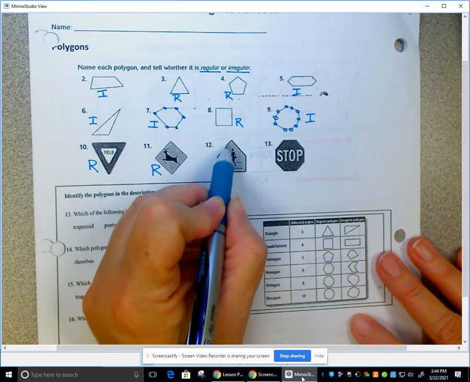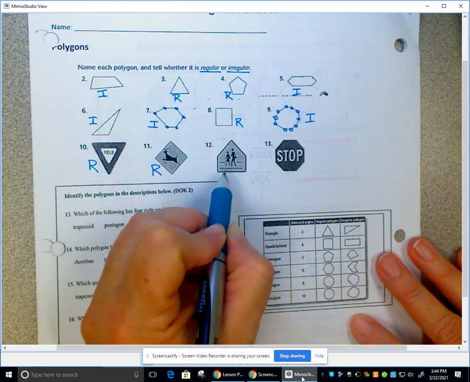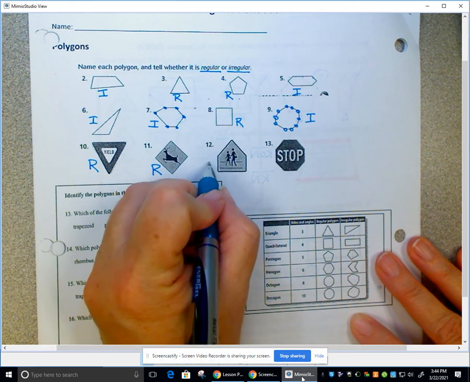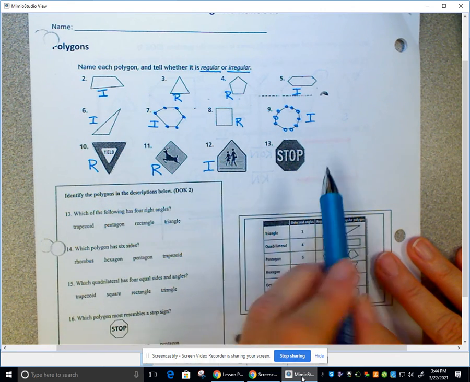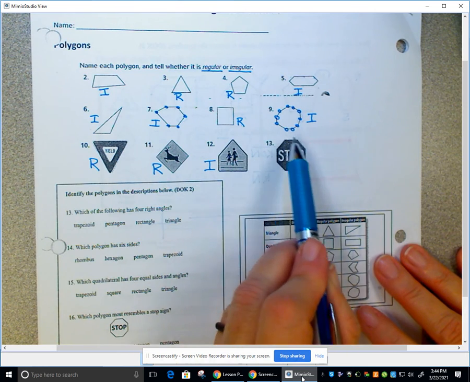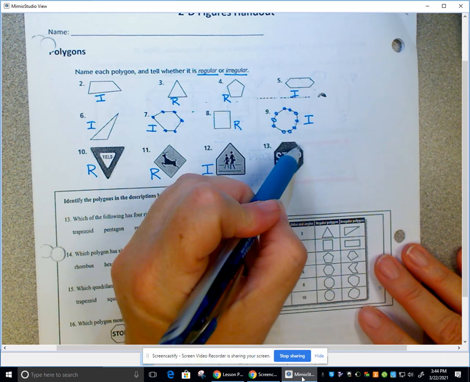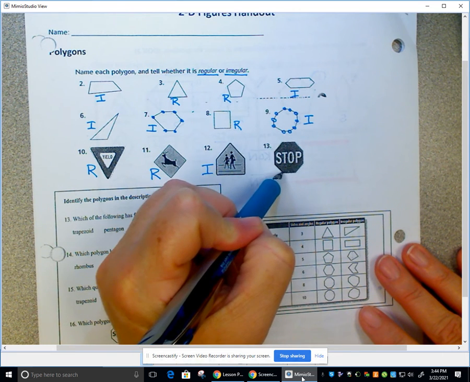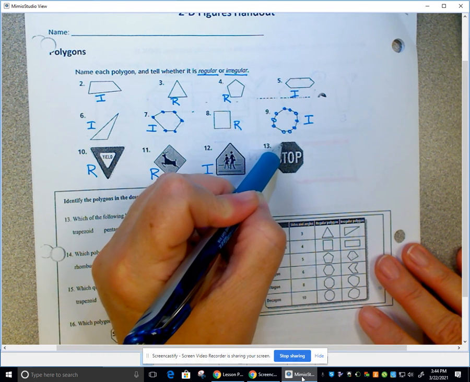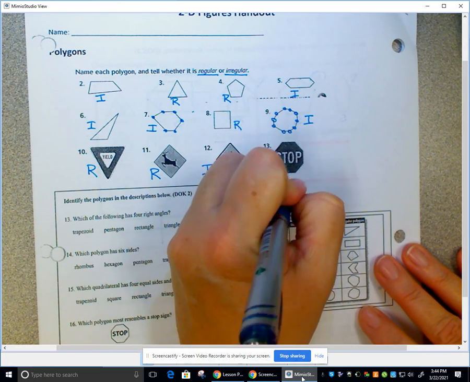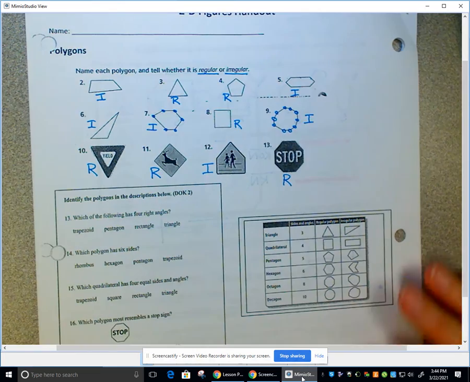All right, here's a pentagon. It's got 5 sides, and the sides are all different lengths. So that's an irregular pentagon. And here's a stop sign. All of our stop signs are always octagons. And if you'll notice, all of the sides are exactly the same length, and the angles measure exactly the same.